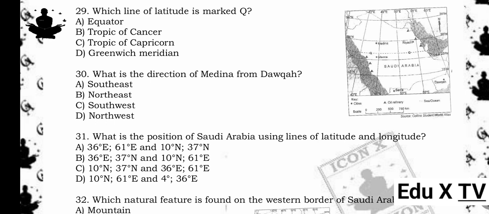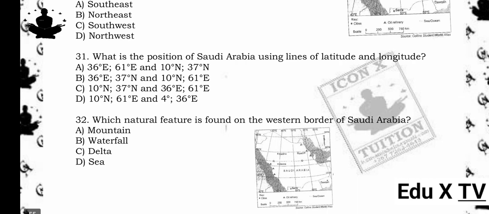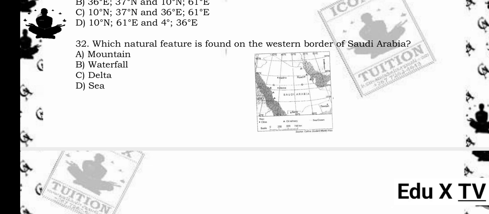The answer is C. 10 degrees north, 37 degrees north and 36 degrees east, 61 degrees east. Reason being, this range correctly represents the latitude and longitude covering Saudi Arabia.